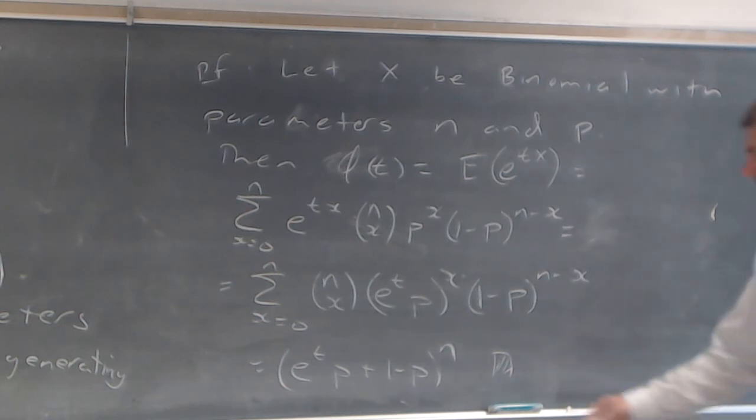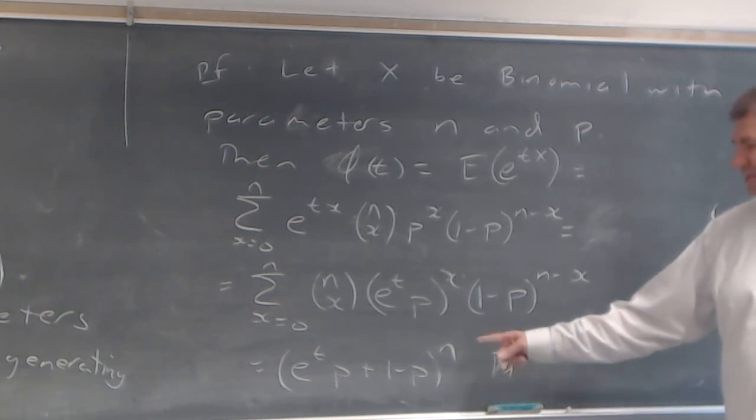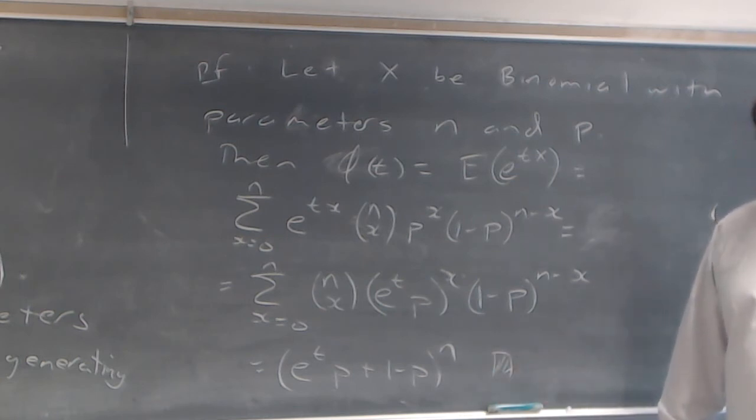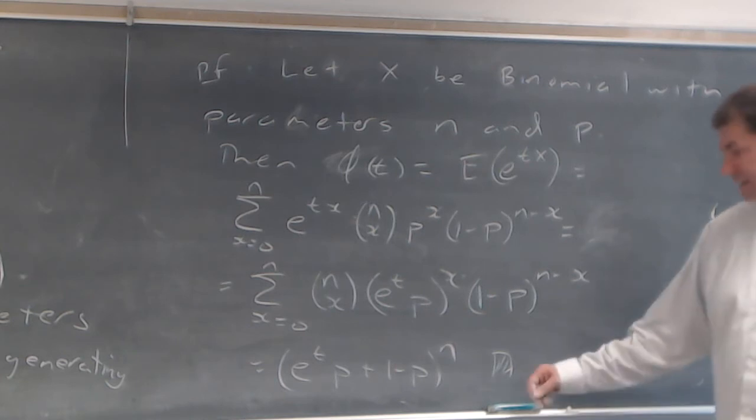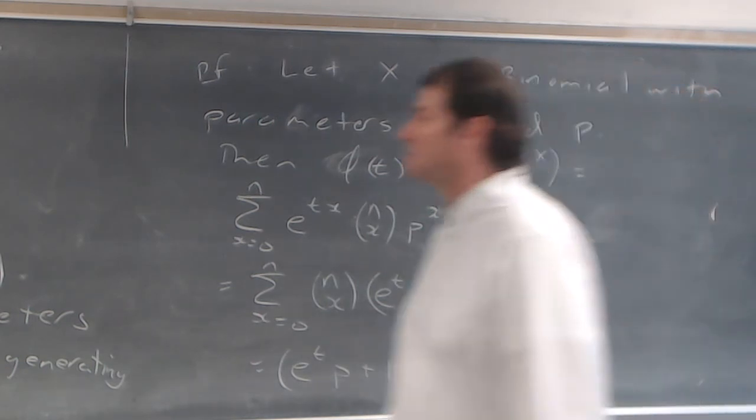And then we should check something. What we should do is check that if we differentiate this one time with respect to t, we get the expected value of a binomial, which was np. And if we differentiate it twice, that will help us find the variance. So I'll do that.